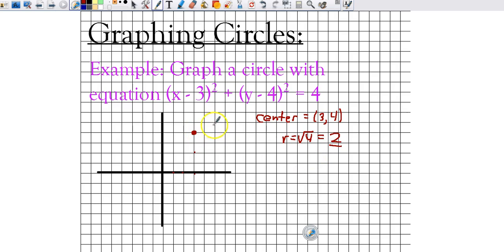So since the radius is 2, we're going to go in 4 directions. We go out 2, put a point there. If you had a compass, you can make this real nice. Go up 2, go left 2. Again, we're coming from the center, so going left 2, and we're going to go down 2. And you want to draw the best circle you can around those 4 points.